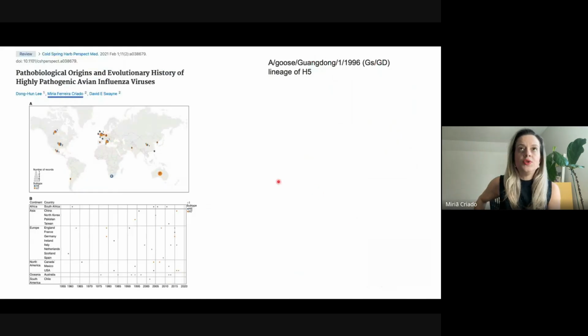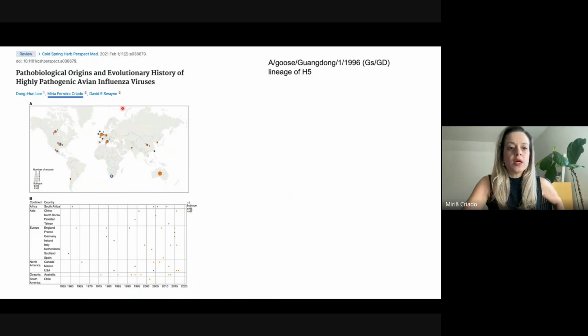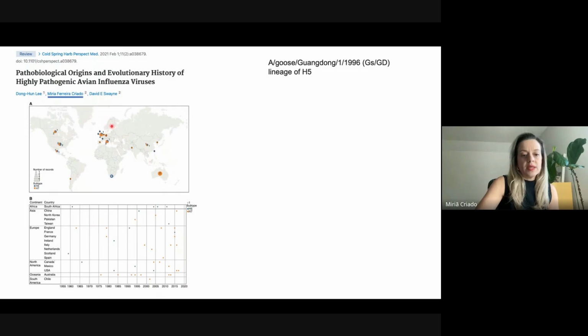I always like to give a little background about that. If you look at this review that we published not a long time ago, basically what we try to show here is this global map, and all of these dots mean the different outbreaks reported for H5 or H7 highly pathogenic avian influenza around the world from 1955 to 2020.